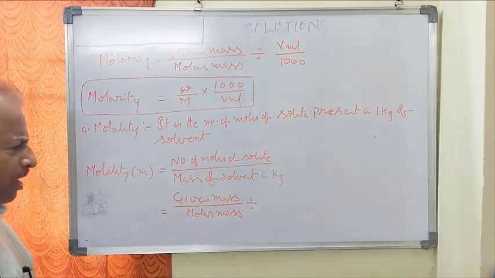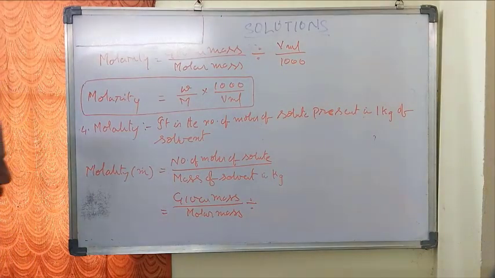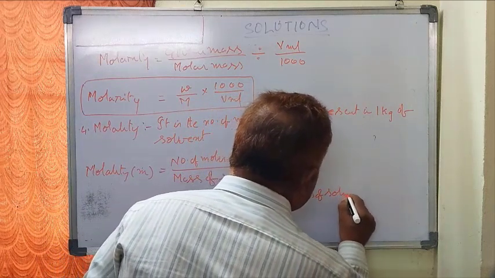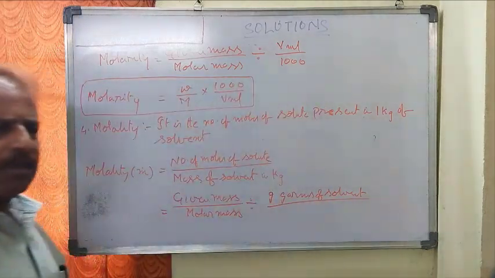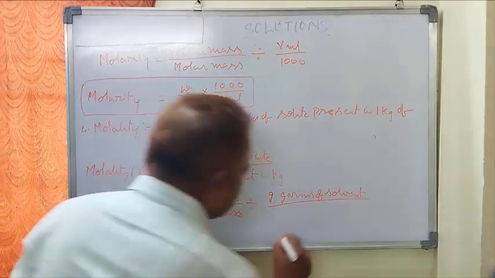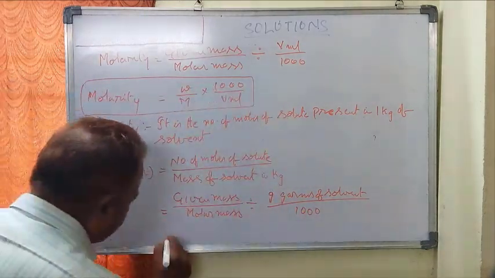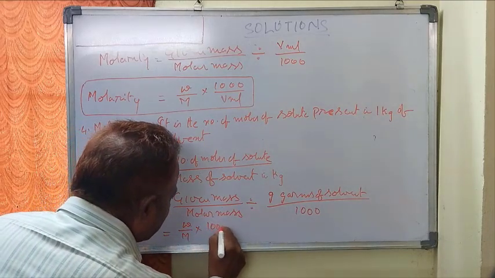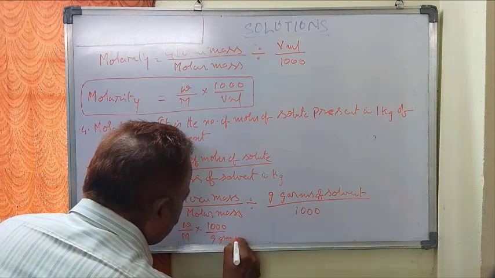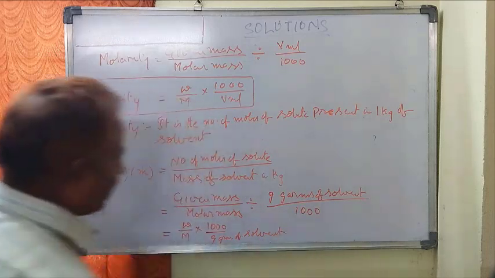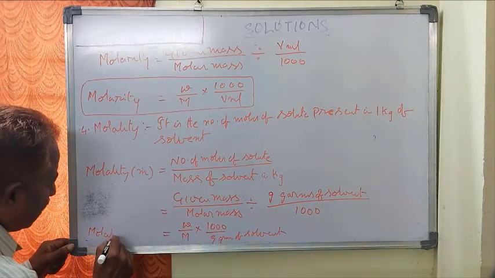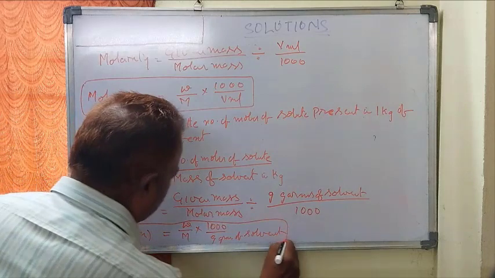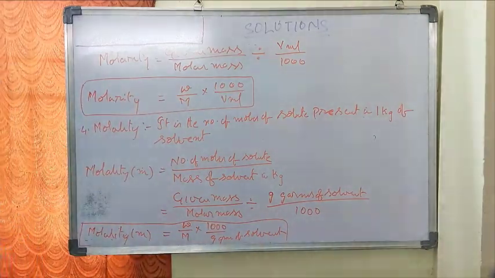The mass may not always be given in kilograms; it may be given in grams. So let us say it is G grams of solvent. Grams can be converted into kilograms by dividing by 1000. Therefore, molality m equals W by M into 1000 by G grams of solvent. This is the formula. Put this in a box. It is another important formula.